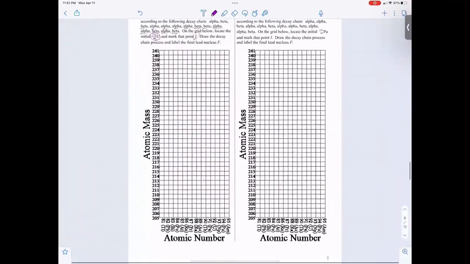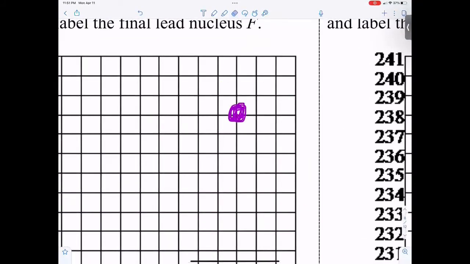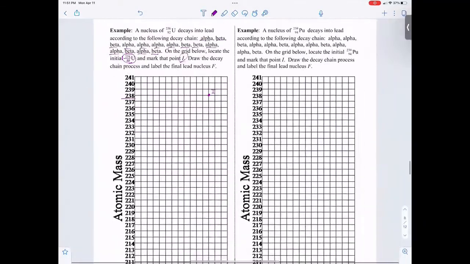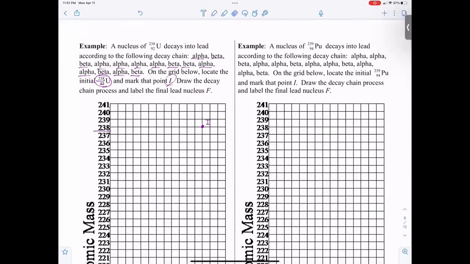Okay, let me make this a little smaller here. 238 is right here, and 92 is right here. So I go all the way up to that point right there. That's going to be our starting point. So now we are going to start. What I like to do is cross off these as we go.